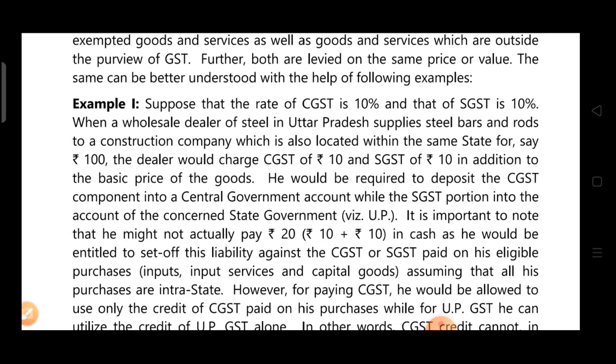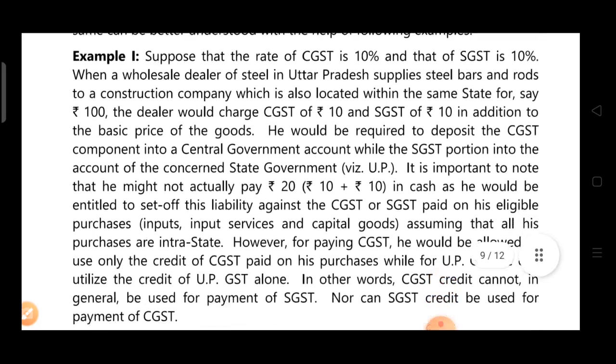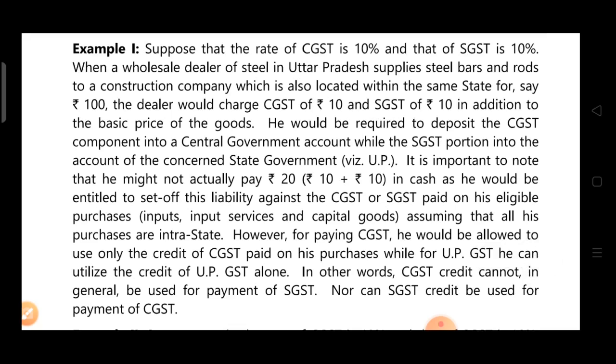Now he, this wholesale dealer, the supplier, would be required to deposit the CGST component into the central government account, while the SGST portion into the account of the concerned state government, that is UP. As it is a destination based tax, the consumption state is UP only, so it will be deposited in the UP government account.